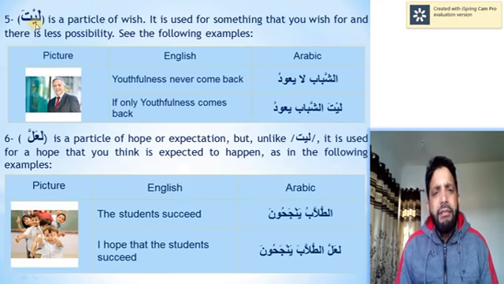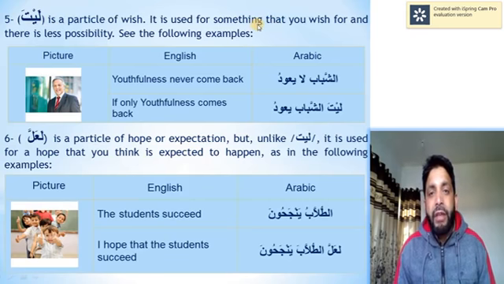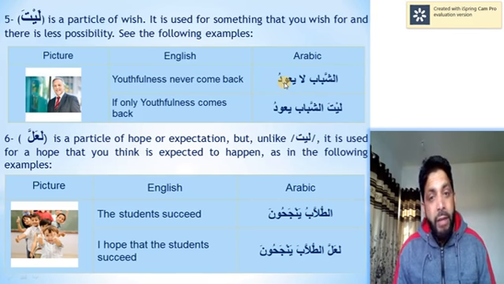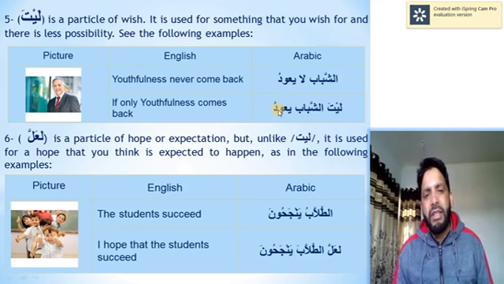Then we have laita. It's a particle of wish. It is used for something that you wish for and there is less possibility. See in the following example, الشباب لا يعود. This is a nominal sentence. Youthfulness never comes back. But when we use laita shababu ya'ud, it means if only youthfulness would come back.